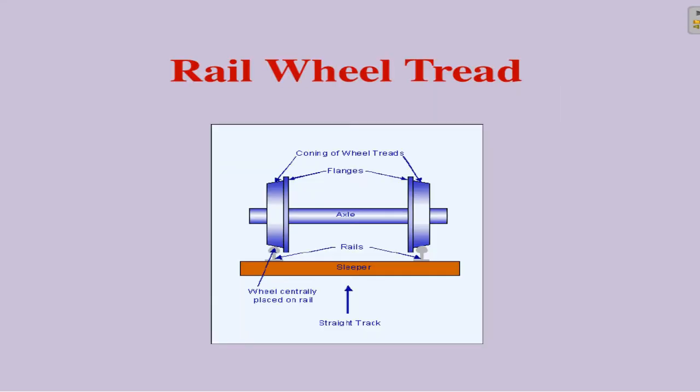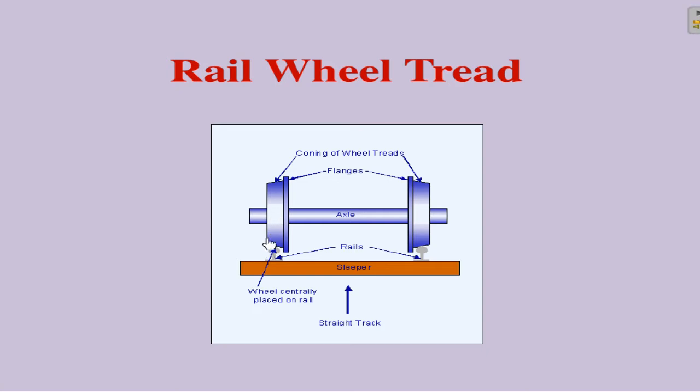I'll show you another figure. See, in this figure, it will be more clear. This is the sleeper. On the sleeper, rails are kept. On the top of the rail, you will have the wheels of the train. This portion is the axle. Now, what you can see is, this is the thread of the wheel. What do you mean by thread? Thread means it is the portion which is coming in touch with the rail. So, this is the thread portion.